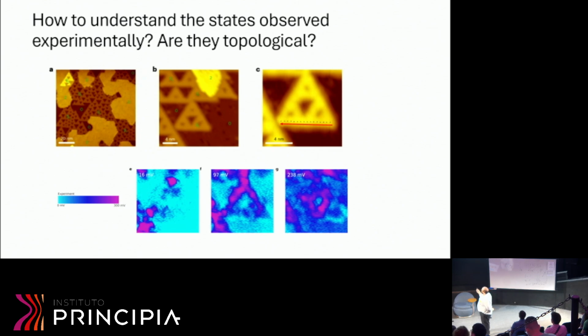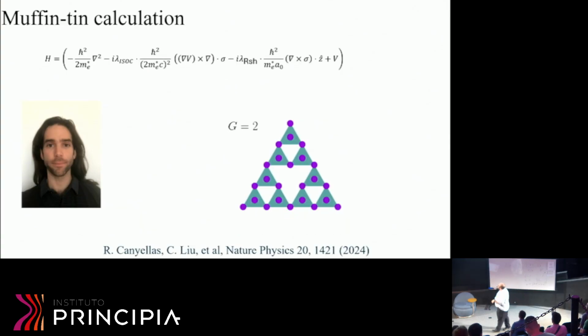So our main point was to try to see if we can explain the system using two theoretical methods that we're going to show, basically a muffin-tin calculation and a tight binding model. And if we can actually reproduce these features that they are localized in the edges and the corners, and if we can match the kind of appearance of them here. The muffin-tin part was done by Robert.